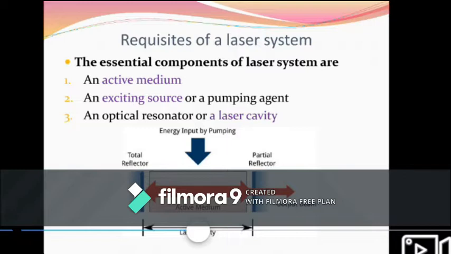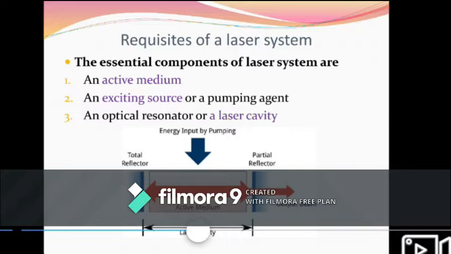These components are defined as an exciting source, an active medium, and an optical resonator, or it is called the laser cavity. So these are the three components of a laser system. A laser system contains three major components: an active medium, an excitation source or pumping agent, and an optical resonator, also called a laser cavity.